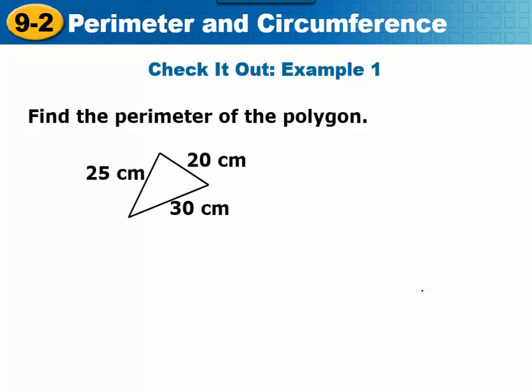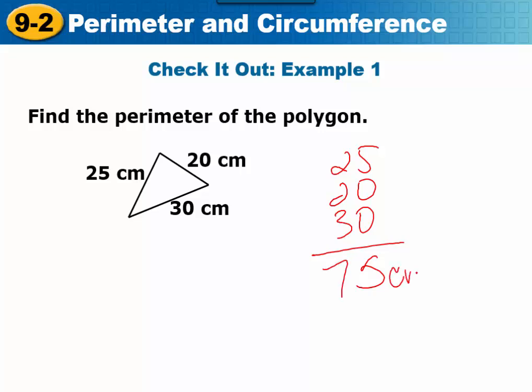Okay, so let's see how you did. This one, you should have taken the 3 sides and added them together: 25 plus 20 plus 30. 5, 0, and 0 make 5. 2, 2, and 3 make 5, 6, 7. And again, it is centimeters.